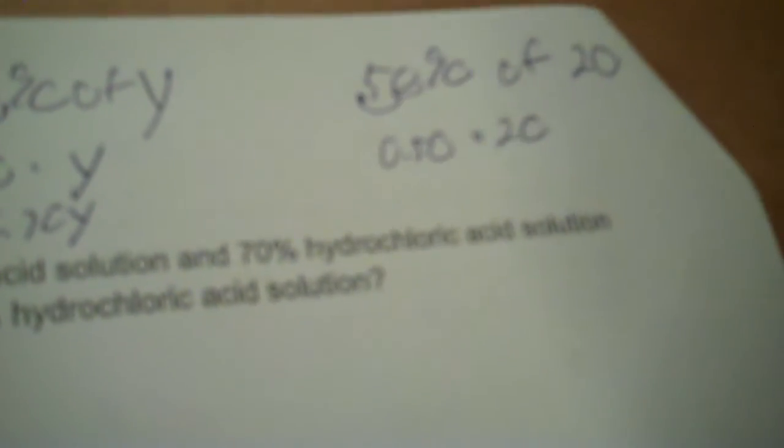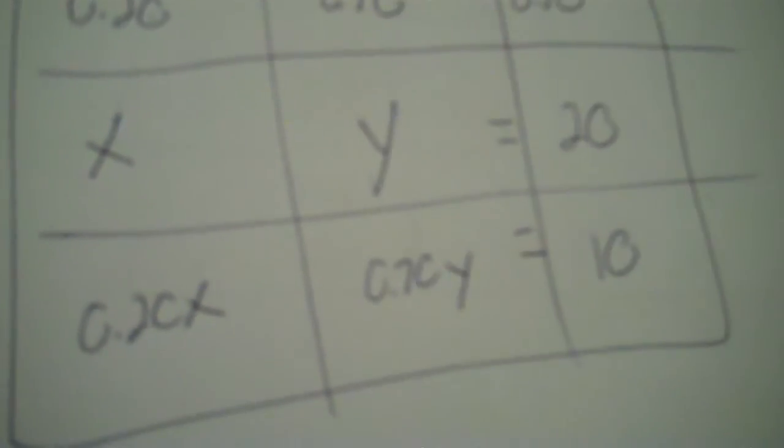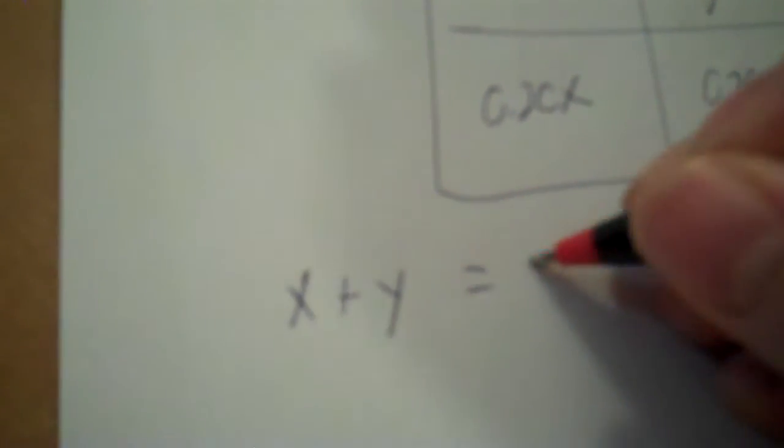Okay, then you can't really find that product, so you put 0.20x. Can't find that product, so you put 0.70y. This product I'm able to find. 50% of 20 is 10. Now you have your two equations, okay? So the top equation is x plus y equals 20.